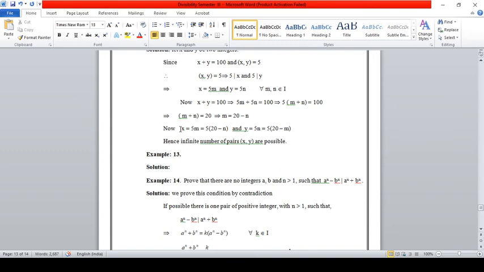Now the value of x is equal to 5m. Substitute the value of m: x is 5 into 20 minus n. And y is equal to 5n. Hence infinitely many pairs x and y are possible. Substitute the values n equal to 1, 2, 3, 4, 5 and so on, and we get infinitely many pairs of x and y. Their GCD is 5.